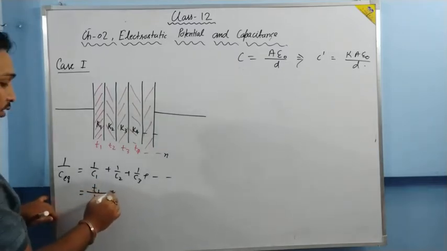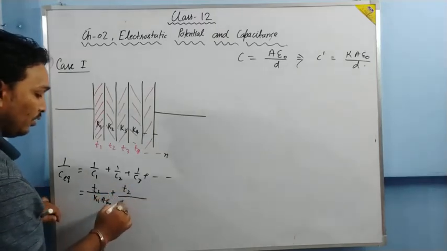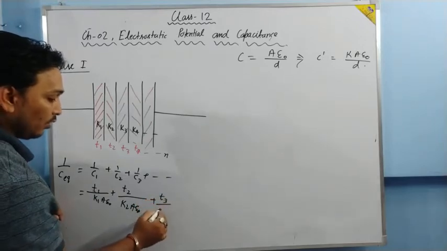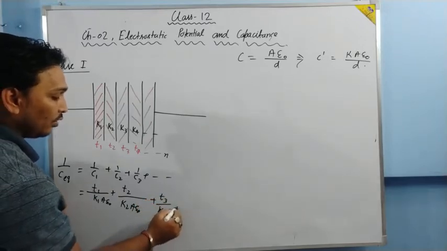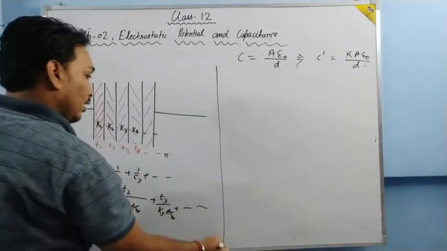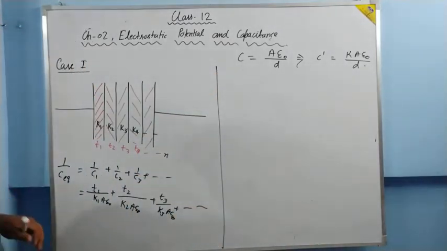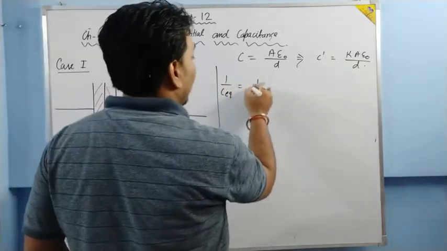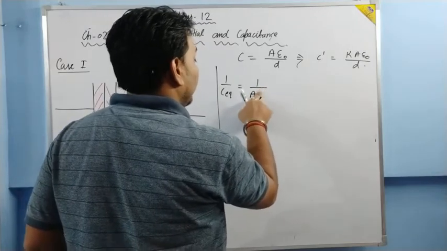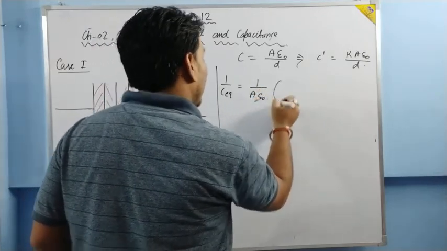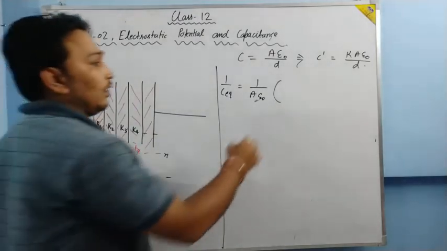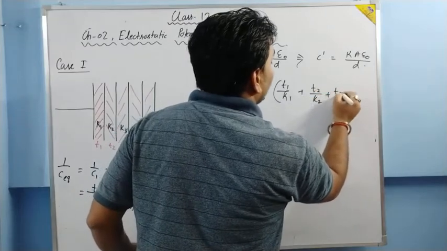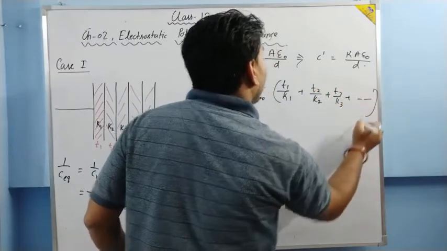T1 plus T2 upon K2 A epsilon naught plus T3 upon K3 A epsilon naught plus so on. If you do it reciprocal, or 1 upon C equivalent, let us take the common terms. 1 upon A epsilon naught can be taken as common. So what we are going to have in the bracket, T1 upon K1 plus T2 upon K2 plus T3 upon K3 plus so on.